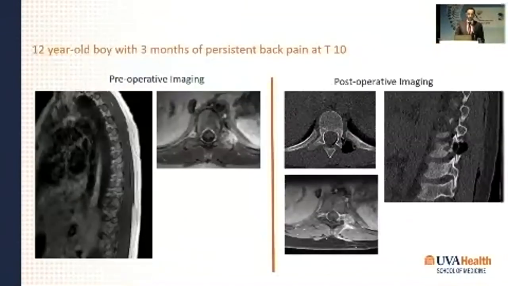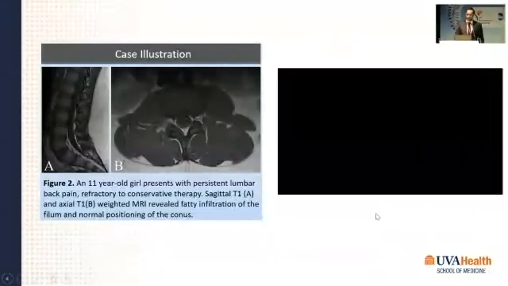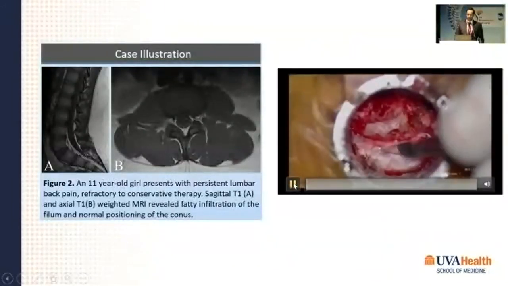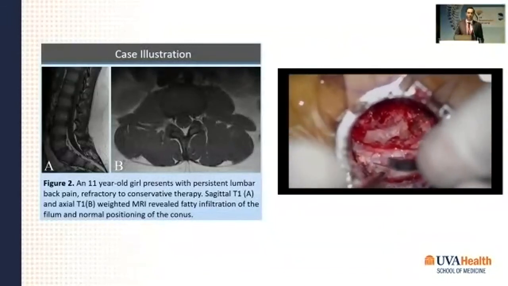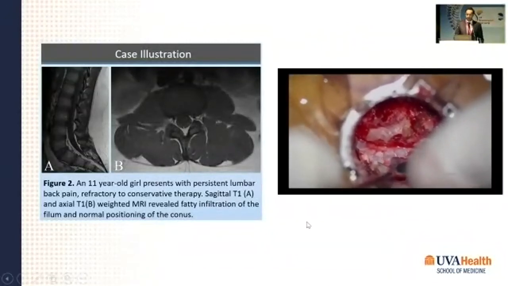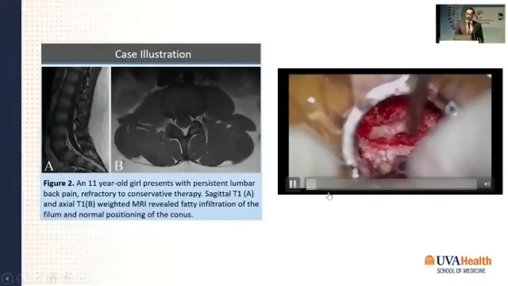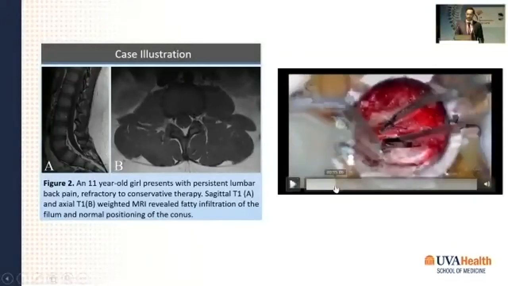This was a 12-year-old boy with 3 months of persistent back pain with a bony tumor at T10. You can see here, a tubular retractor was used in order to resect that lesion with no recurrence thus far. Just a short video showing an 11-year-old girl who presented with lumbar back pain as well as urodynamic studies that were abnormal, concerning for tethered cord syndrome. And you can see an 18-millimeter tube was used in order to do the durotomy.